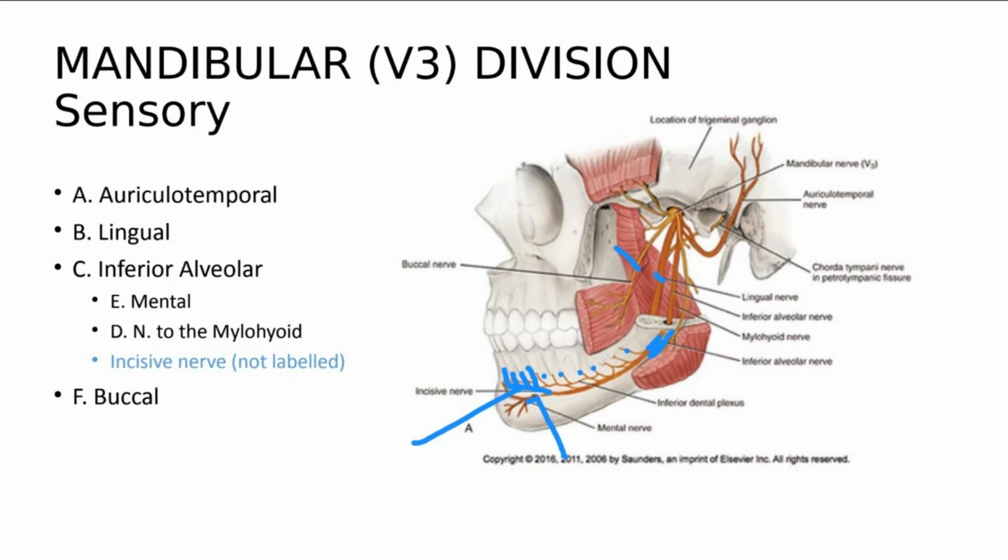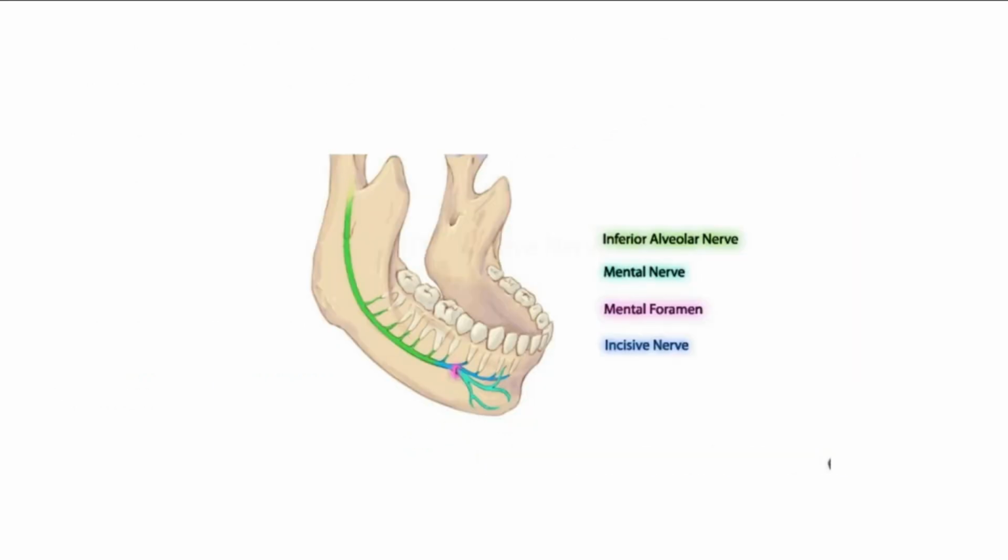So mental and incisive, these are branches of the inferior alveolar, or the bifurcation, or the end branches. Here it is again. The green is the inferior alveolar. Look at all these alveolar branches coming out of it. And then it will give you the mental, and the blue here, the continuation, is the incisive nerve.